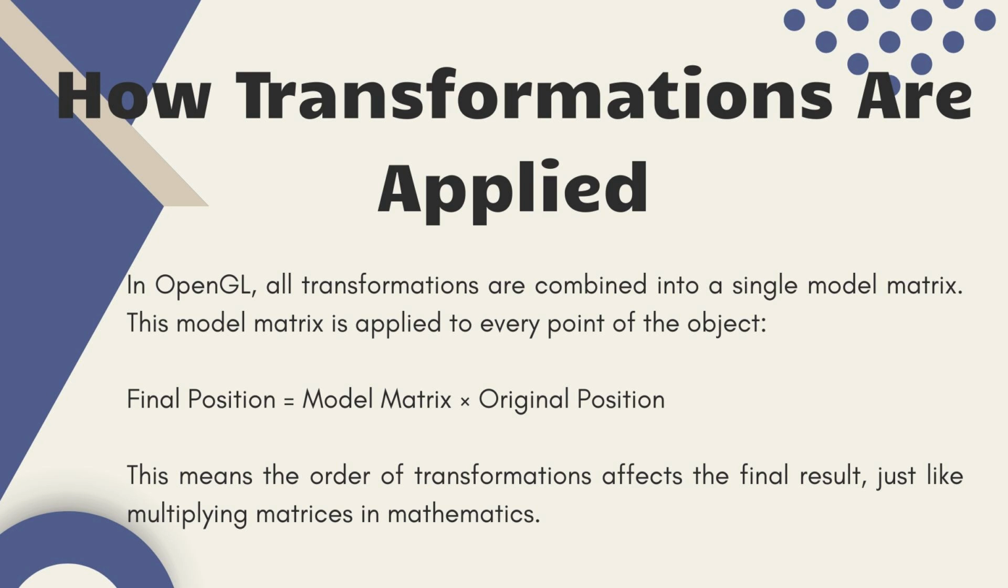How transformations are applied. In OpenGL, all transformations are combined into a single model matrix. This model matrix is applied to every point of the object. Final position equals model matrix times original position. This means the order of transformations affects the final result, just like multiplying matrices in mathematics.